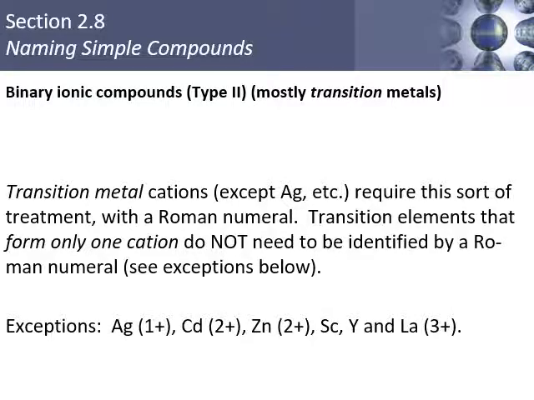So when we name type 2, and remember that's basically transition metals with nonmetals, we name them the same way we did the type 1, except for one thing, and that is that we have to put a Roman numeral after the first thing in the name. So let's go to the next slide.